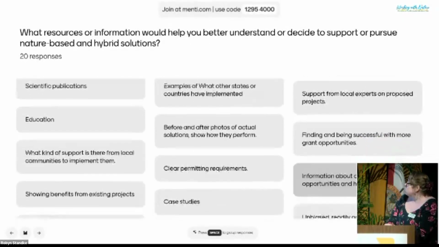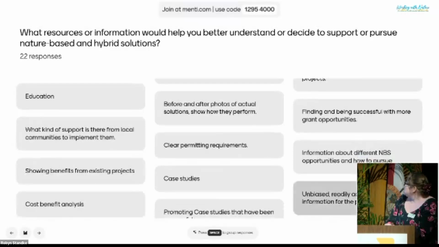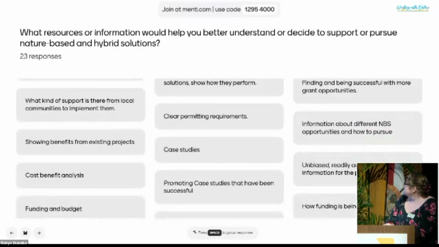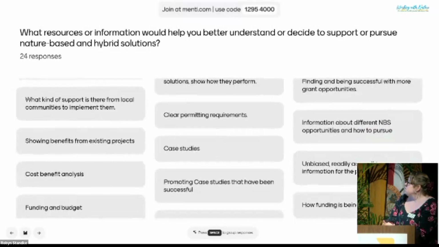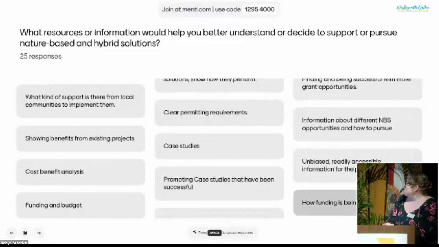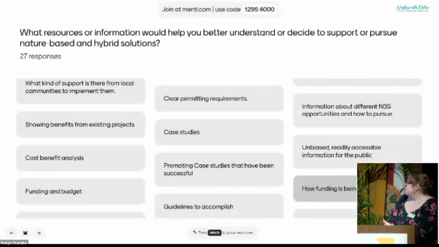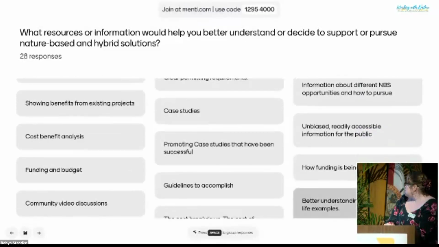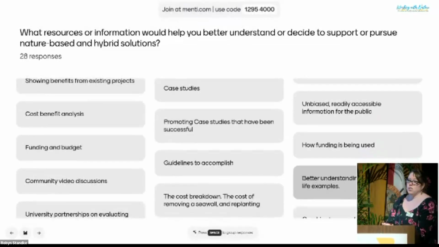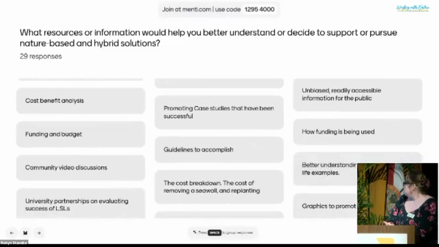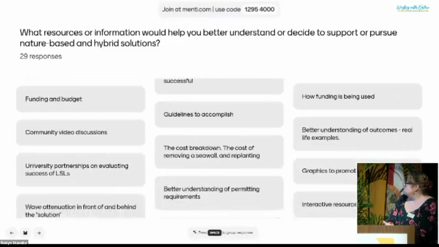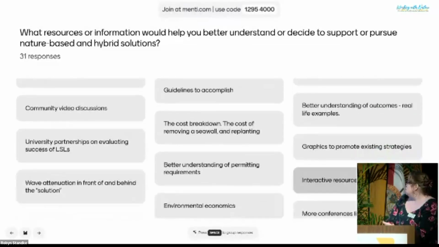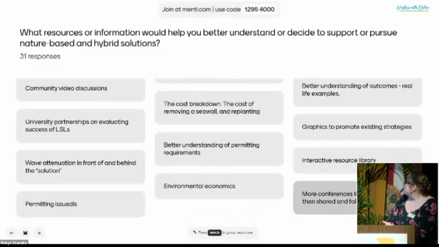So we've got a little bit more on the grant funding side. Different opportunities and how to pursue. Case studies that have been successful, cost benefit analysis. So I see a lot on the cost side, so I think that's really important. Better understanding of real outcomes. Better understanding of permitting. An interactive resource library. More conferences like this one that are then shared and followed up on.